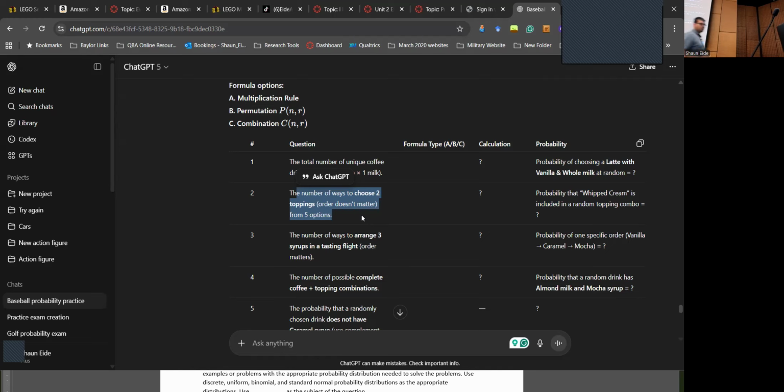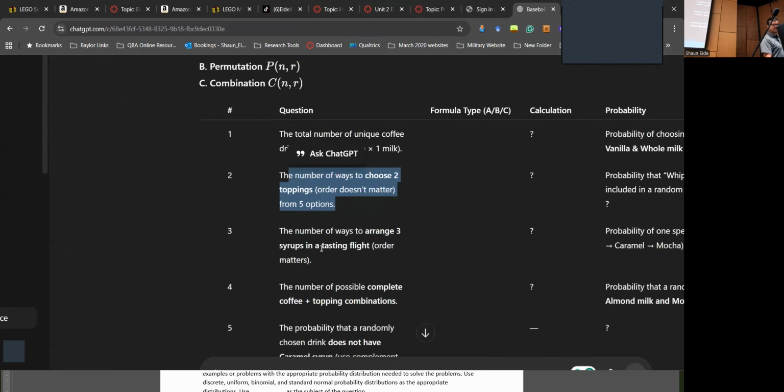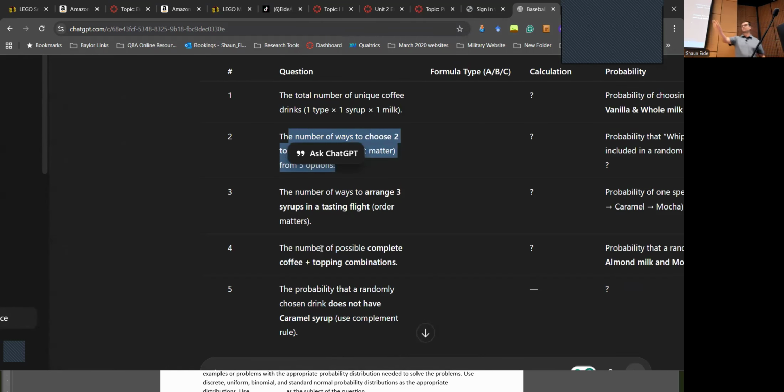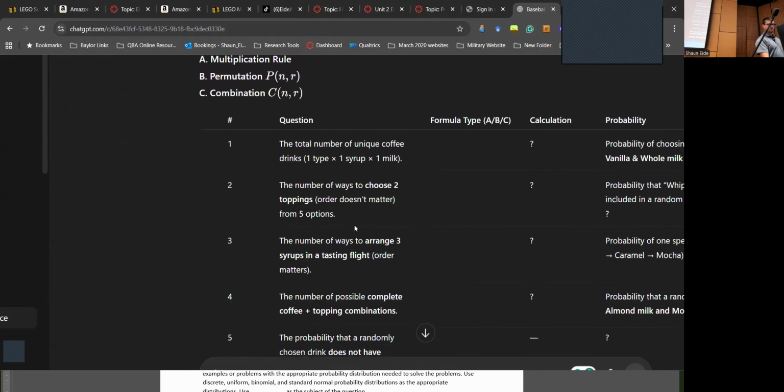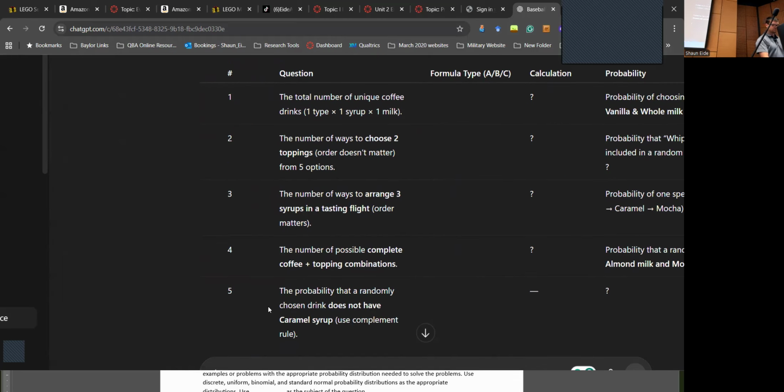Okay, the number of ways to arrange 3 syrups in a tasting flight. Y'all know what that means? It's like 3 syrups in a row, and it matters. So what am I using there? Permutation. Okay, so let's do this. How many syrups are there? There are 4, so we're going to do 3 out of the 4.